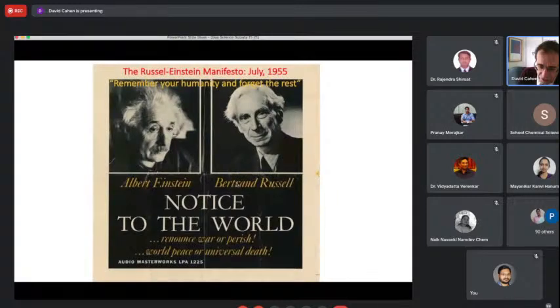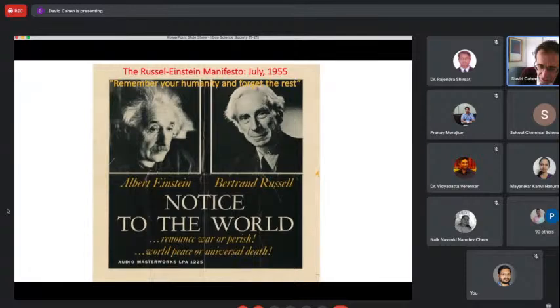Just before his death, Einstein signed a manifesto that was drawn up by Bertrand Russell, which was essentially a call to arms, to disarmament, to world peace, because of the fear of the atomic age. This led indirectly to a series of conferences that still goes on.